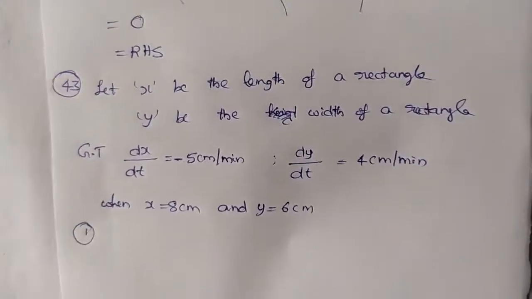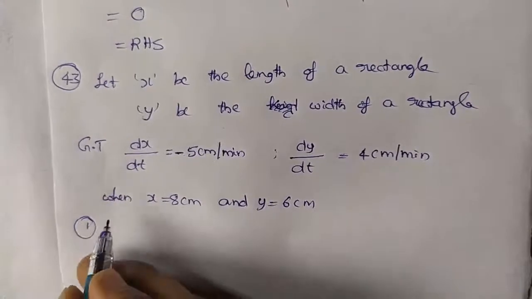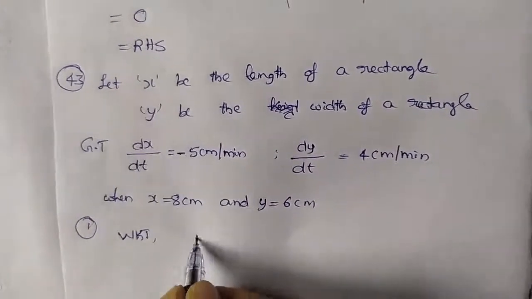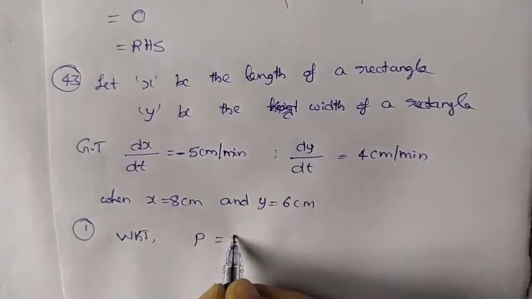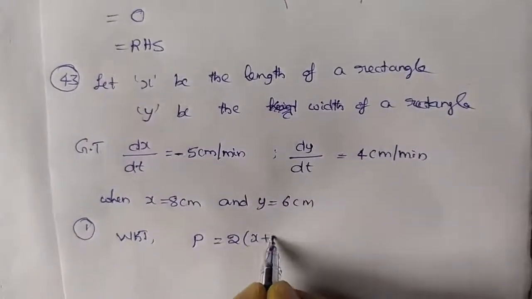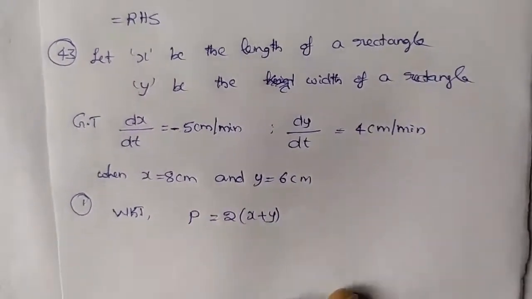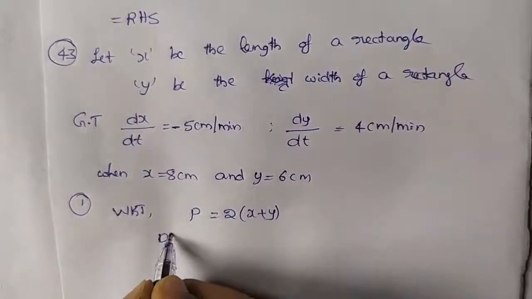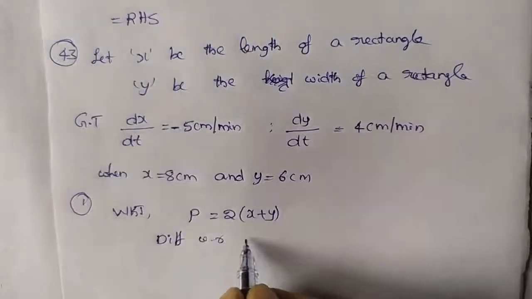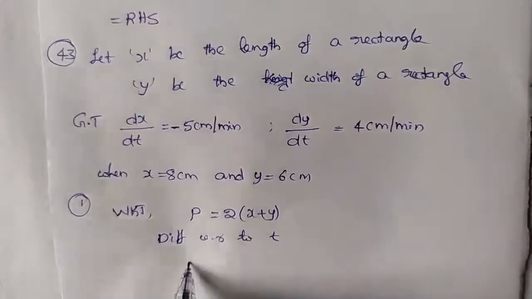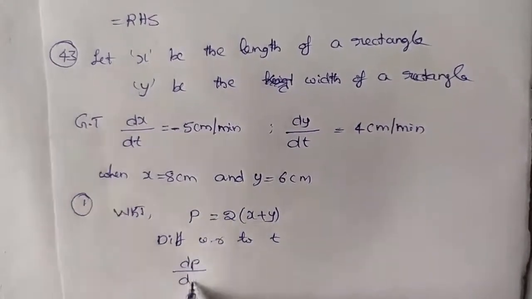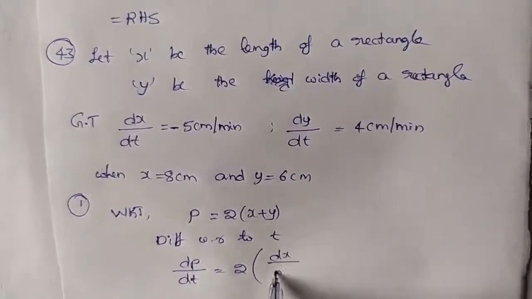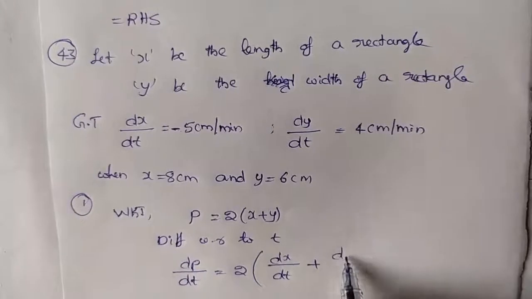First question, the perimeter. We know that perimeter P equals 2 times (x plus y). What is the perimeter of a rectangle? 2 times (x plus y). Now differentiate with respect to t. Then dP by dt equals 2 into (dx by dt plus dy by dt).